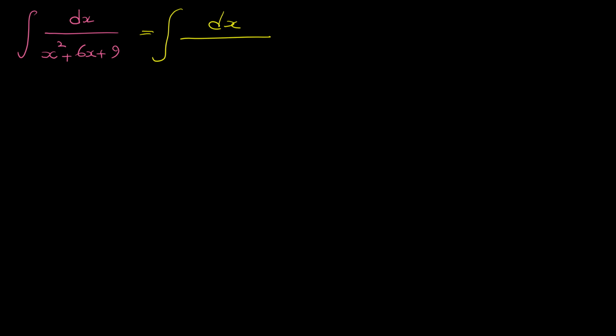And immediately we can see that we can write x to the 2 plus 6x plus 9 in the form of (x plus 3) times (x plus 3). Attention, 3 times 3 is 9 and 3 plus 3 is 6. So we can write this quadratic expression in the form of (x plus 3) times (x plus 3). This way we can factor that quadratic expression. But because the two factors are the same, we can write this in the form of dx over (x plus 3) to the 2.